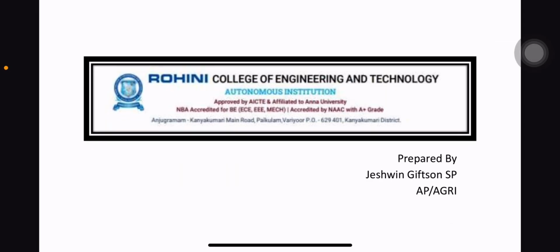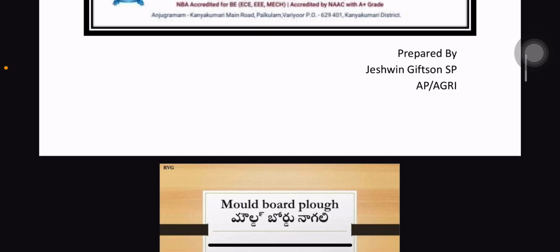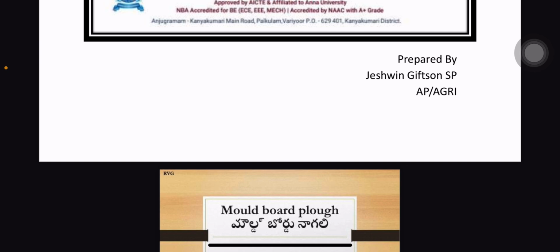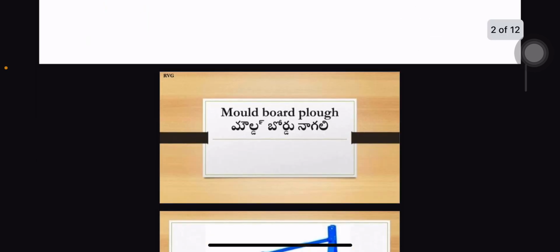Good afternoon, dear students. Here I am starting unit number 2, that is primary and secondary tillage implements. So here, if you see, the first primary tillage implement is the moldboard plough. The moldboard plough is an implement which is used to plough the soil.